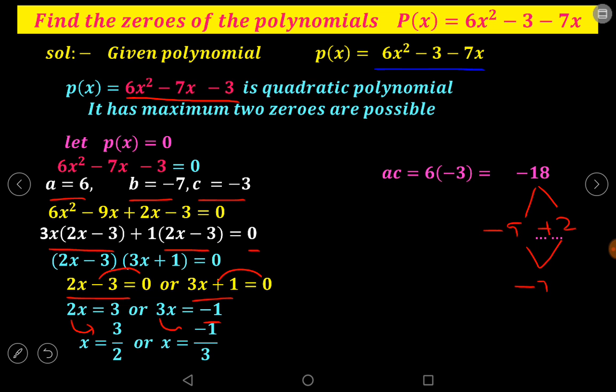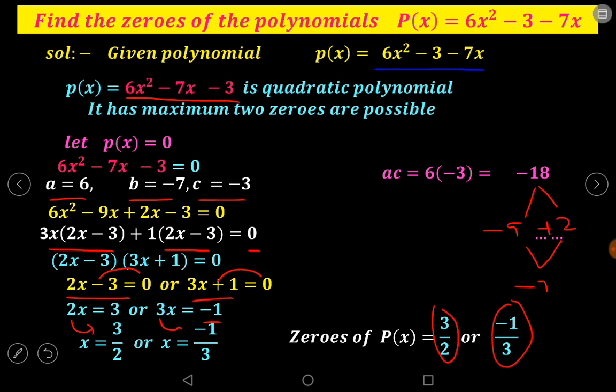These two are zeros of the given polynomial. So 3 by 2 is alpha, minus 1 by 3 is beta. Okay? This is the method to find the zeros of the quadratic polynomial. Another method is the graph method. In the next video we will learn to find the zeros by the graph method. This is a very important topic, a 4 mark question in the 10th class syllabus. Okay, thank you.